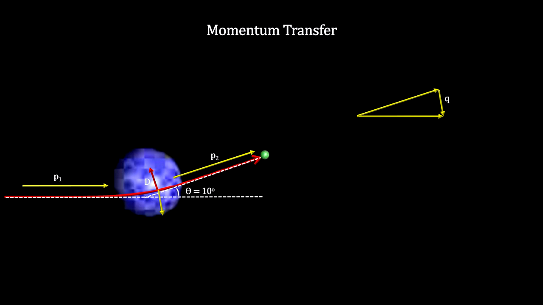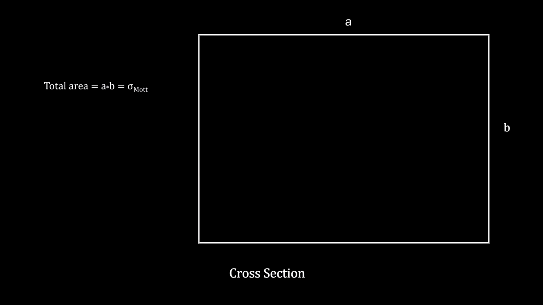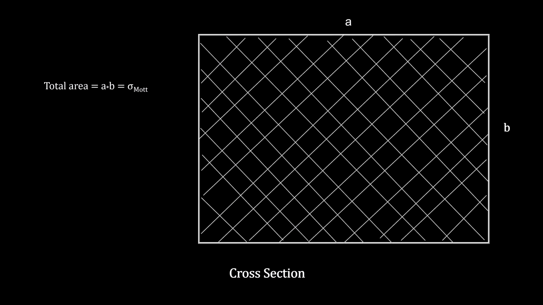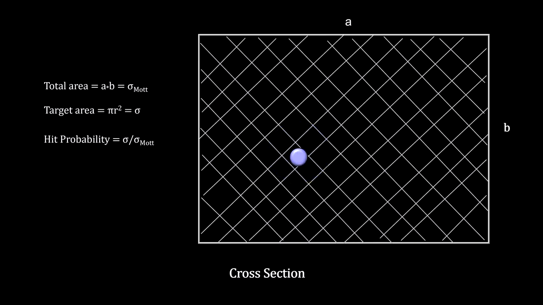This gives rise to the concept of cross-section. If we take a look at the total area we are shooting into, and the smaller area that represents the target, we see that the probability of a hit is equal to the target size divided by the total area. You can see that as the target cross-section shrinks, the probability of a hit goes down.